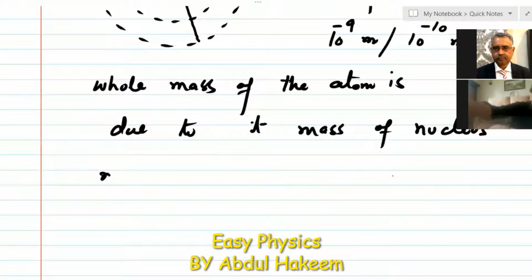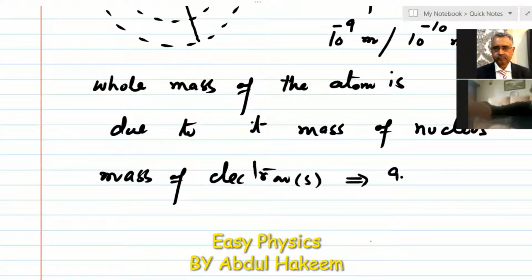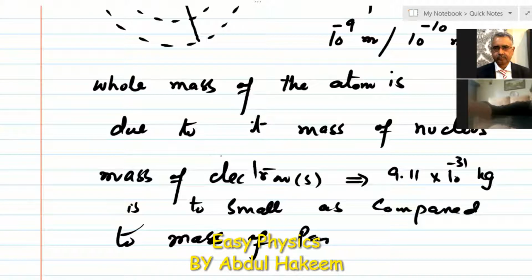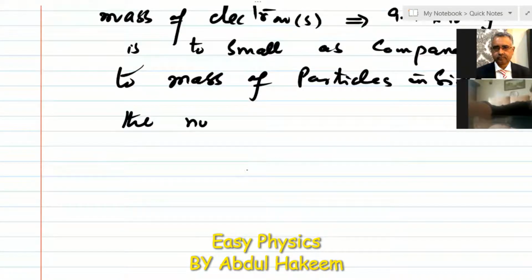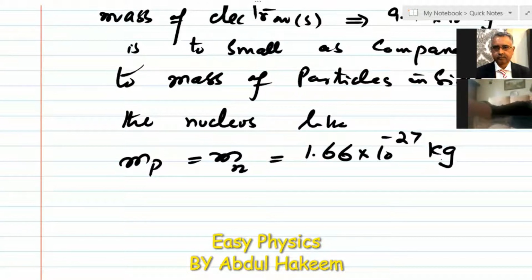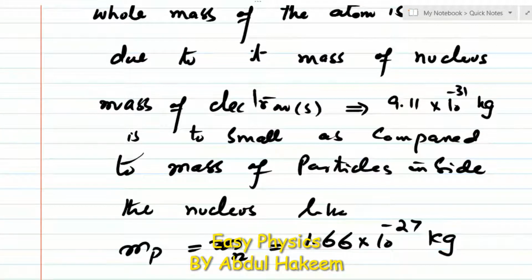The reason behind: the mass of the electron is very small, 9.11 into 10 power minus 31 kilogram, is too small as compared to mass of particles inside the nucleus. Like mass of the proton, mass of the neutron is 1.66 into 10 power minus 27 kilogram. So the mass of the nucleus is too large. So the whole mass of the atom is approximately equal to the mass of the nucleus.